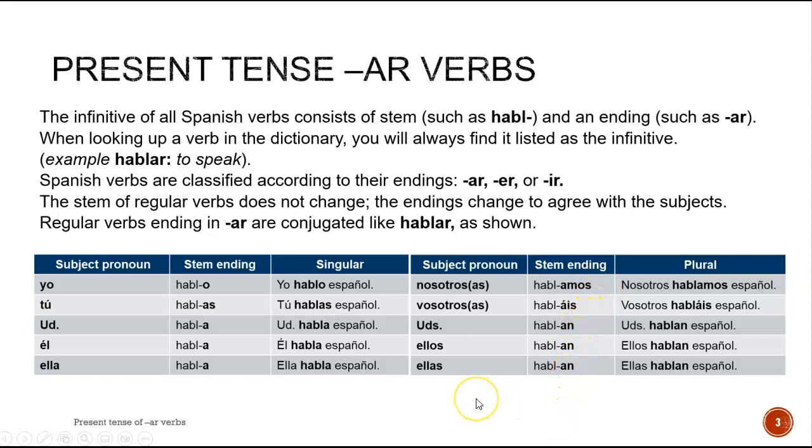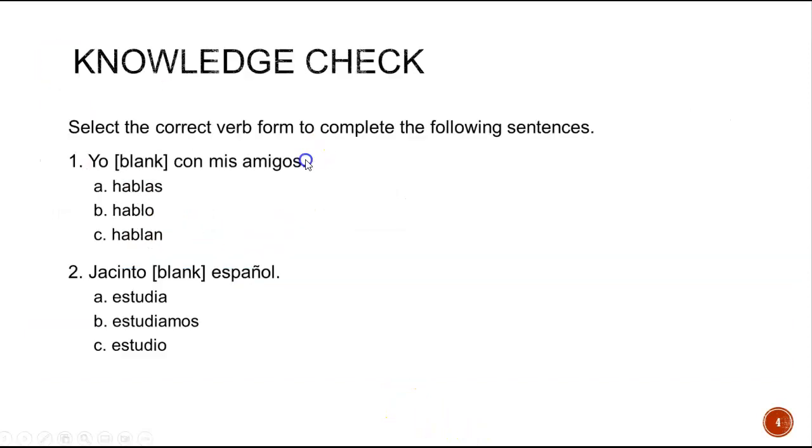So it'd be a good time to just pause the video, go over that a few times, write it down, and really make sure that you understand how we came up with these new forms of the verb, which we call conjugations. Let's do a little quick practice.